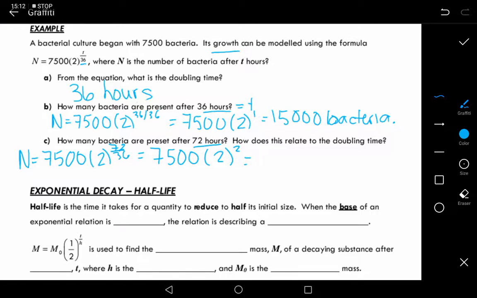Okay, well, 2 to the power of 2 is 4, and I'm showing you all of the steps here. 4 times 7,500 is 30,000. Okay, so there's 30,000 bacteria present after 72 hours. And how does this relate to the doubling time? Well, we can see that 72 represents 2 doubling periods.